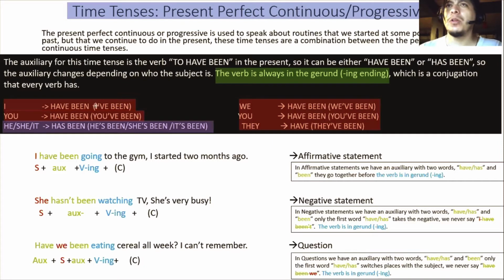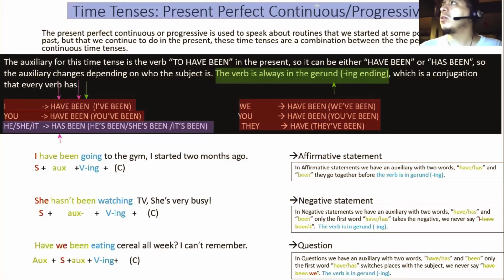So this is a combination between some things that we were using in the perfect forms. In the perfect forms, we were using have or has, and we were using the past participle. In this case, the verb to be in the past participle is part of the auxiliary. But in the continuous times, we were using the verb to be as the auxiliary, and also the verbs were in gerund. So this is like a perfect combination between the present perfect and the present continuous, between the continuous tenses and the perfect tenses.